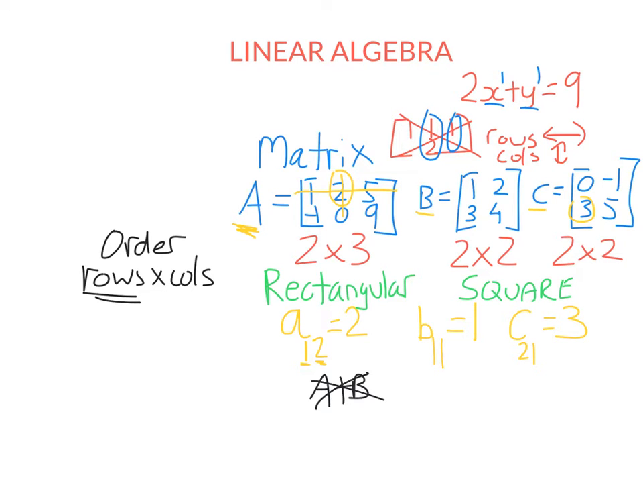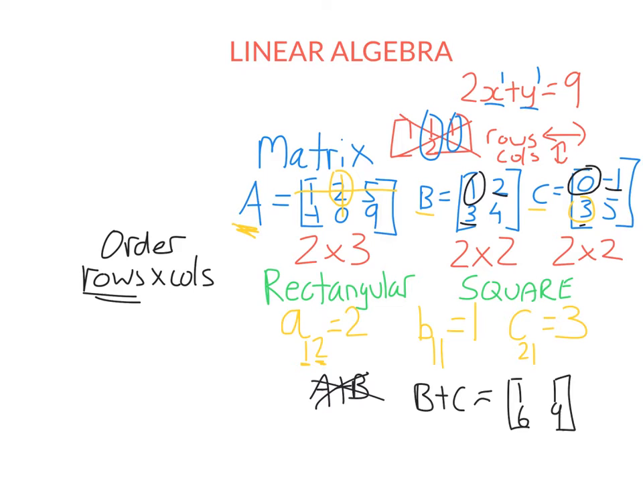I could, however, add B and C together because they are the exact same size. And in this case, I just add the corresponding elements. So I add the two 1, 1 elements together, B11 plus C11 to get 1. Similarly, 2 plus minus 1, so that's the 1, 2 element in each of those. Then I do 3 plus 3 and 4 plus 5. Okay, so adding and subtracting matrices is easy.